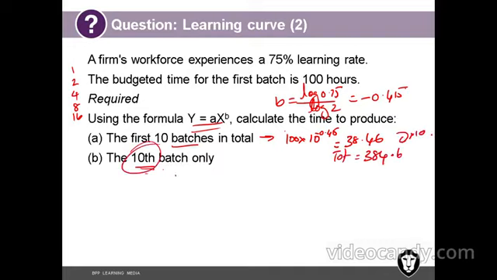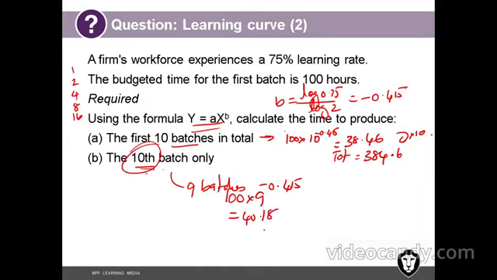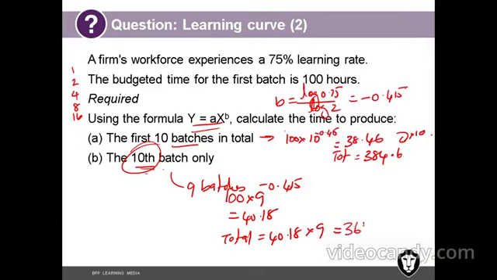Okay. For the 10th batch, what do I need? I need 9 batches total. 100 multiplied by 9 to the power of minus 0.415. That's going to be 40.18. So the total will be 40.18 into 9, that's for 9 batches, which is 361.62. So this is 10 units total. This is 9 units total.